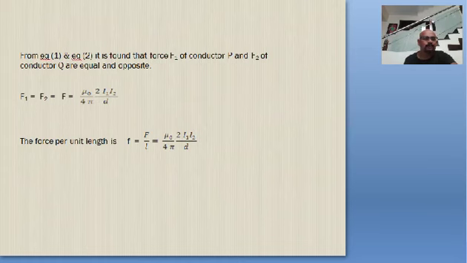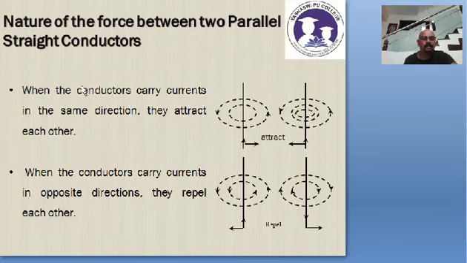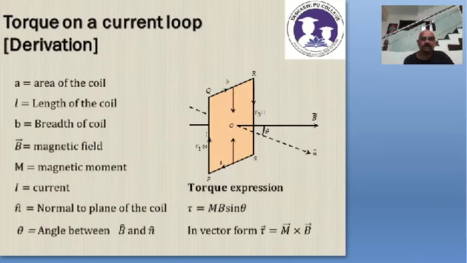Okay, so now coming back, next one. Suppose the two conductors are carrying currents in the same direction, they attract each other, because you know that the forces are equal and opposite. If the currents in both the conductors P and Q are flowing in the same direction, they attract each other. If the currents are in the opposite direction, they repel each other. Remember this, that should be the important thing.